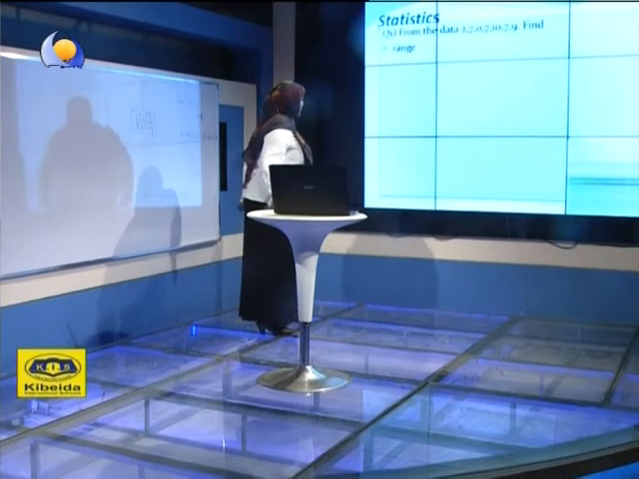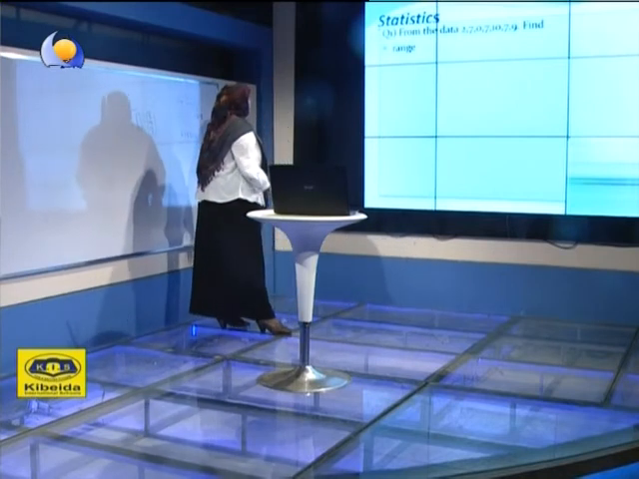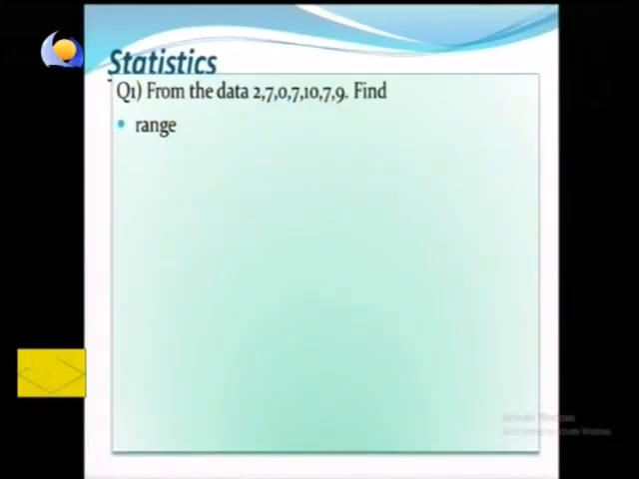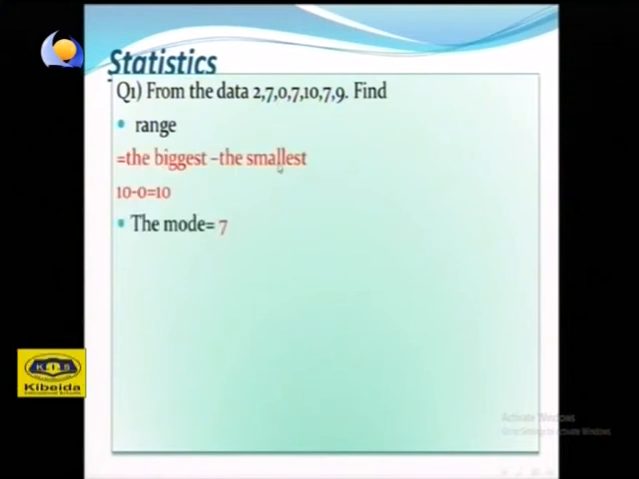Now, statistics, the last chapter of the book. If I have this data, 2, 7, 0, 7, 10, 7, 7, he wants me to find the range. In statistics, we know that the range is the highest number of the data minus the smallest. The highest number here is 10, and the smallest is 0. So it's 10 minus 0, which equals 10. The biggest minus the smallest.